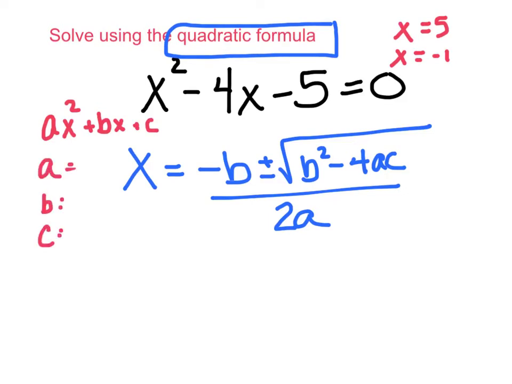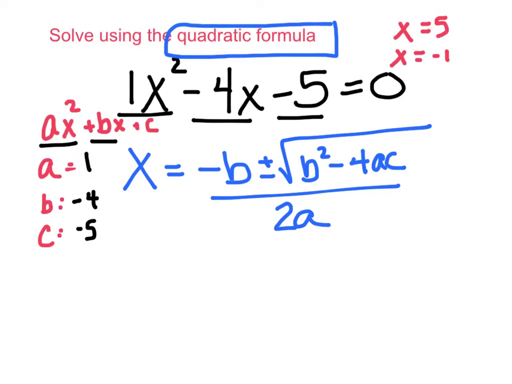And this takes about 10 seconds. A is always the number in front of x squared. So I look at my x squared. If I don't see an actual number, remember there's always a 1 there. B is in front of the x, so that's a negative 4. C is the constant by itself, that's a negative 5. Now you just plug them in.